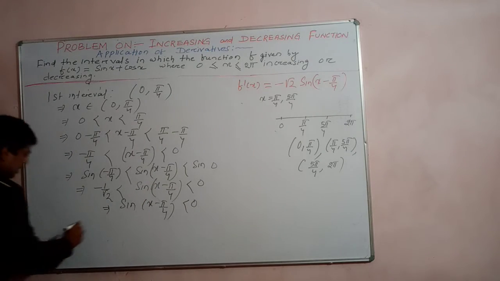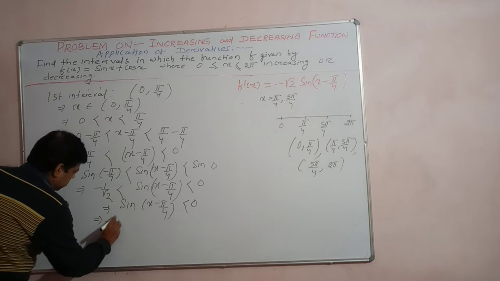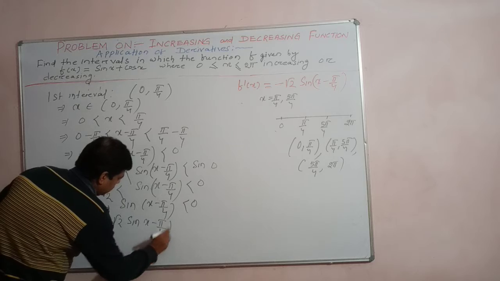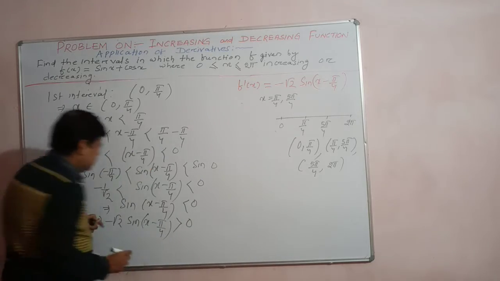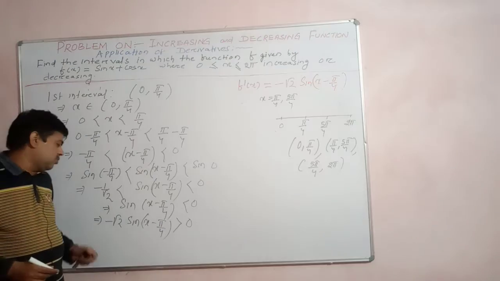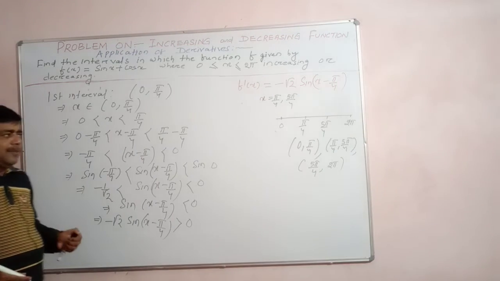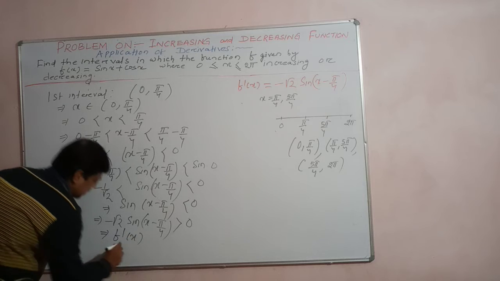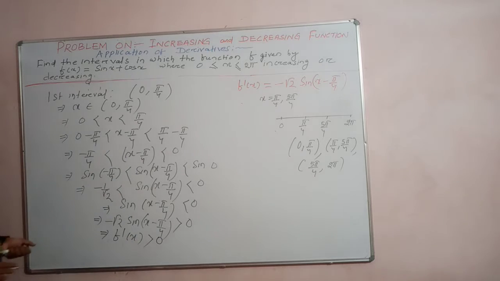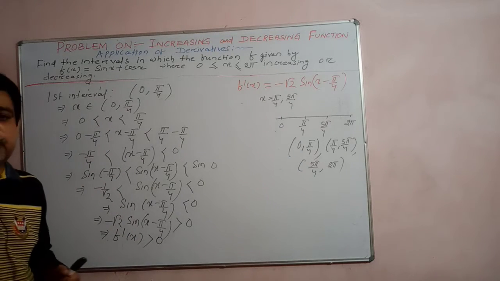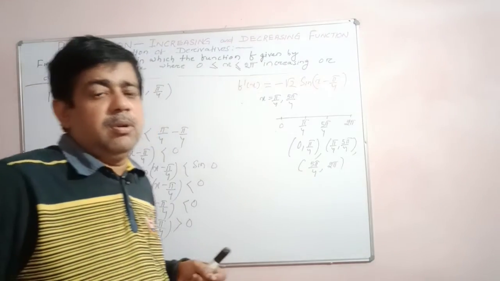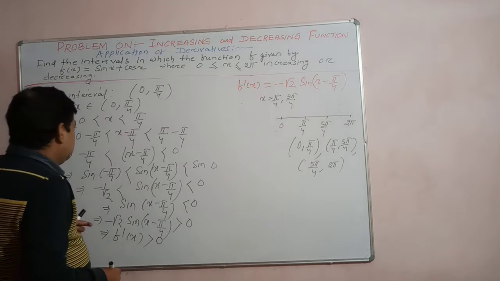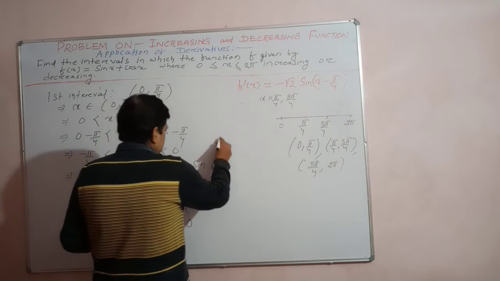If sine of x minus pi by 4 is less than 0, then multiplying by minus root 2, minus root 2 sine of x minus pi by 4 must be greater than 0. That implies f dash x is greater than 0. And we know if the derivative of the function is greater than 0, then the function is increasing in the interval 0 to pi by 4. Understand?